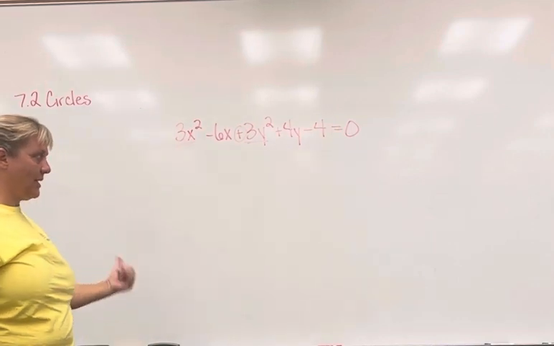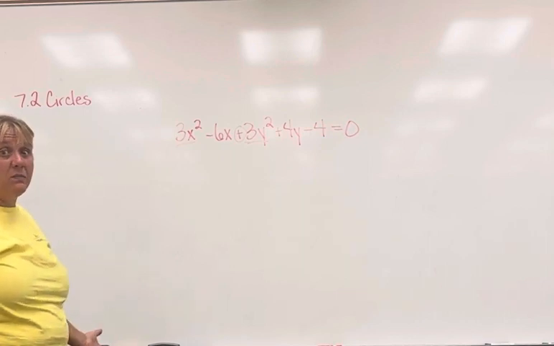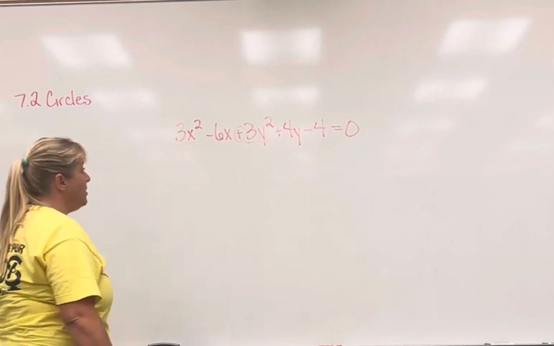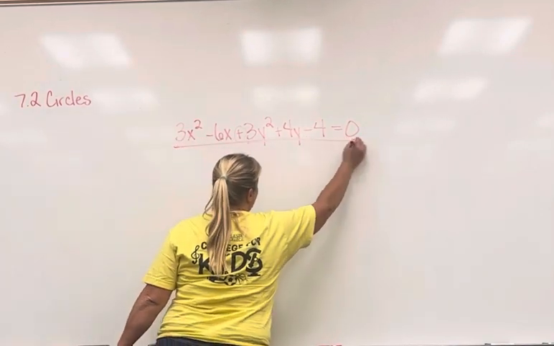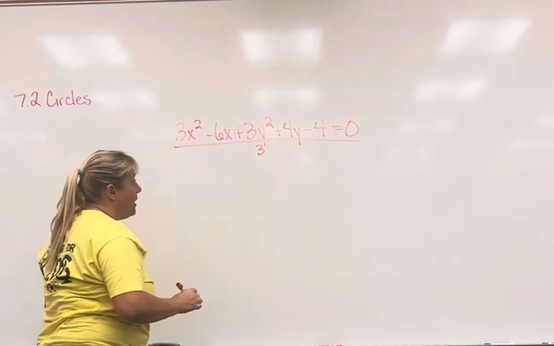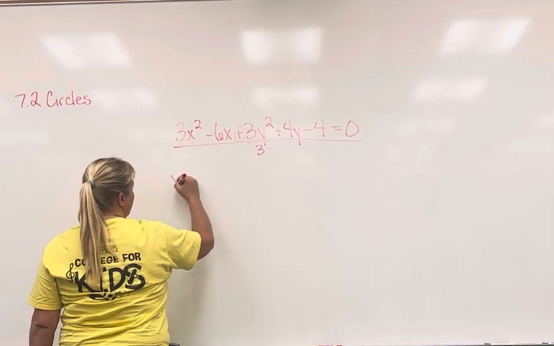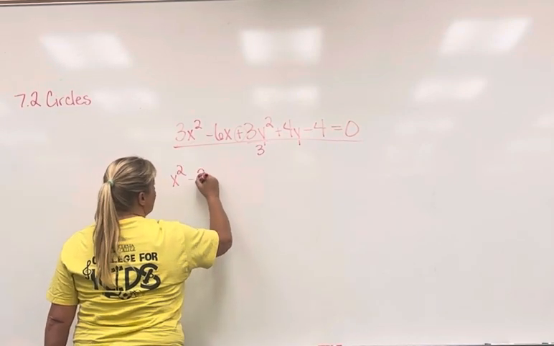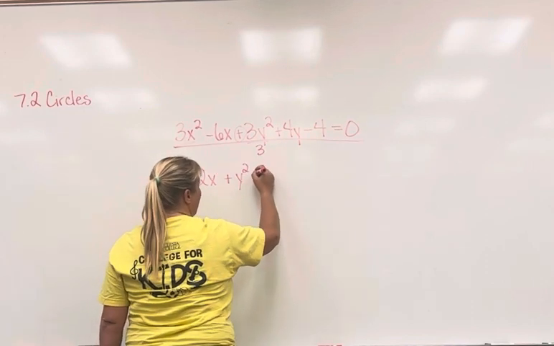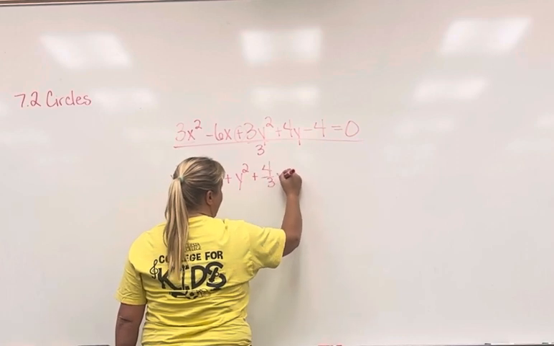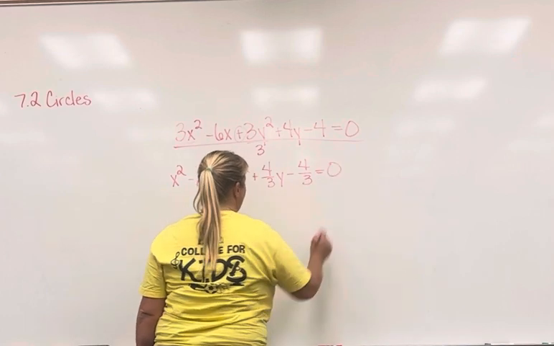But none of the circles that I gave you here had a 3 on the front. So this is a mess because of the 3. So what we can do is divide the whole thing by 3, because it's set equal to 0. Now it's going to help a little bit, but it's still going to be a little bit on the ugly side. So this is going to be x squared minus 2x plus y squared, and then here comes the ugly, plus 4/3 y minus 4/3 equals 0.